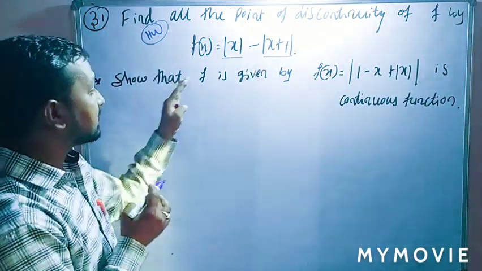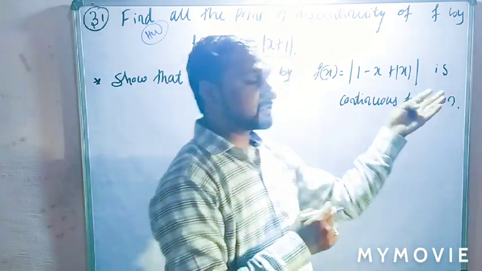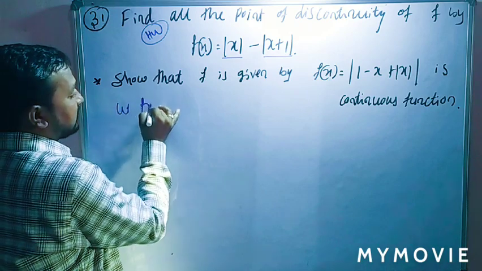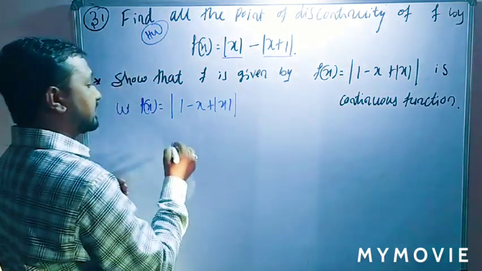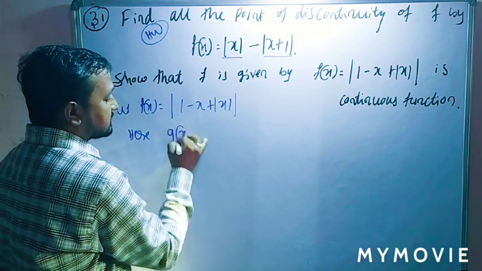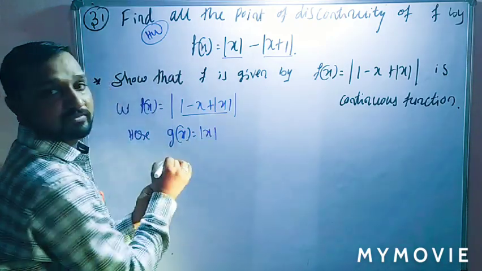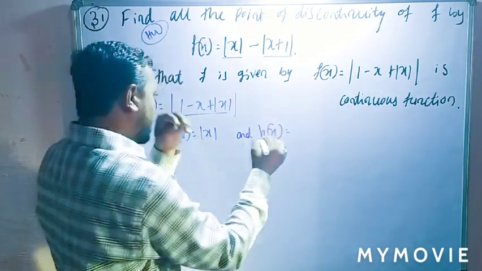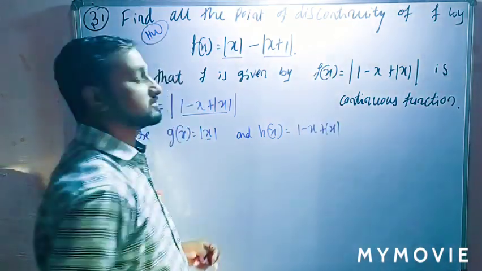Then again, show that the function f given by f of x equal to mod of 1 minus x plus mod x is continuous. That is also a combination function. So directly this is very easy. Let us consider our function f of x written as mod of 1 minus x plus mod x. I can take g of x, which is of the form mod of x, and h of x, replacing x, is nothing but 1 minus x plus mod x.